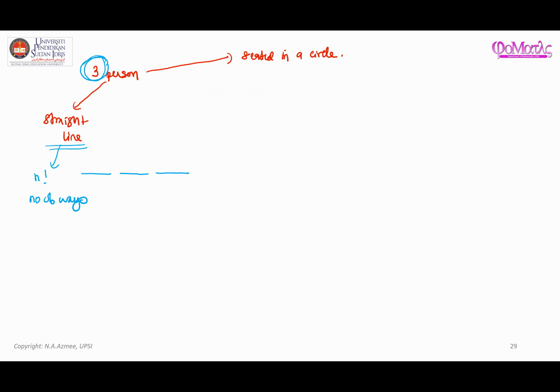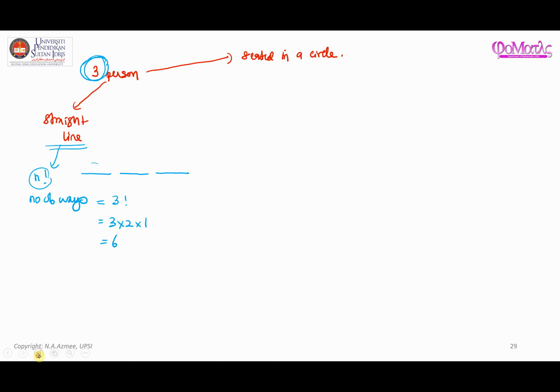So you can imagine this is the position of the first person, second and third. So the number of ways is going to be n factorial, and this is going to be 3 factorial, which is equal to 3 times 2 times 1. So you will have 6 different ways of arranging these persons.